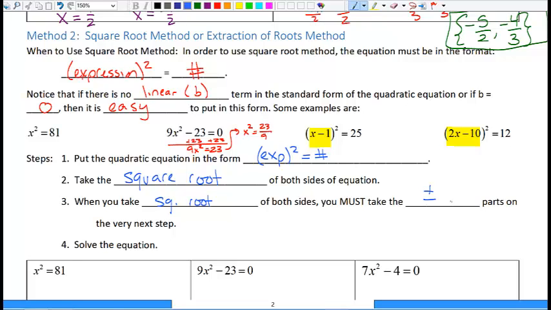And then the last thing is to solve the equation. This one is so important. You have to take the plus or minus, because when you take the square root of both sides, it could be a positive thing being squared or a negative thing being squared to make that positive number. So you have to include both the positive and the negative parts. And we'll show you how to do that on these next few examples.